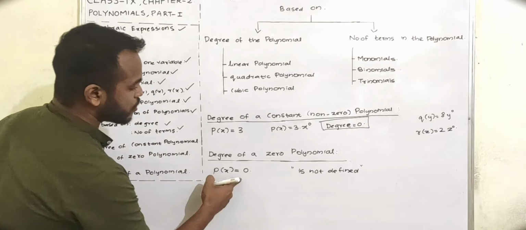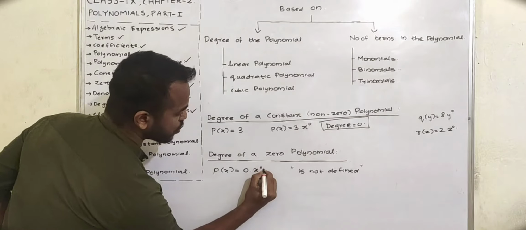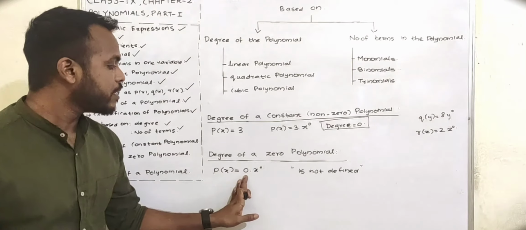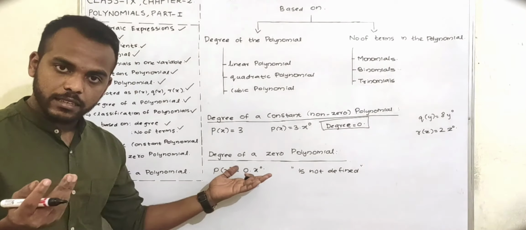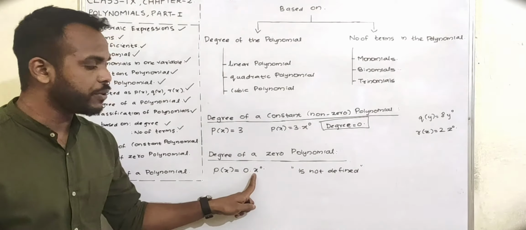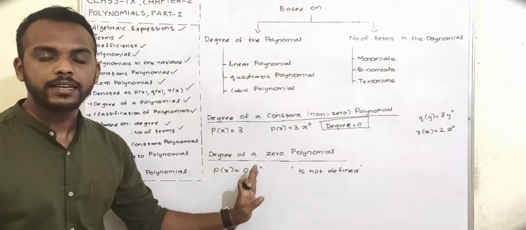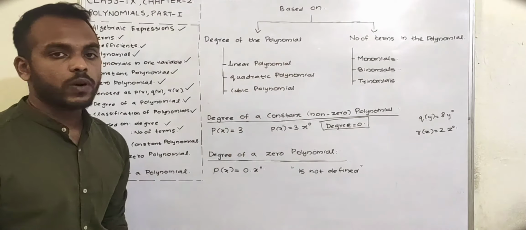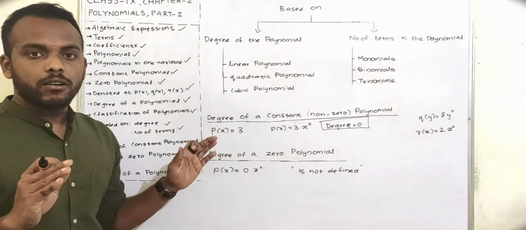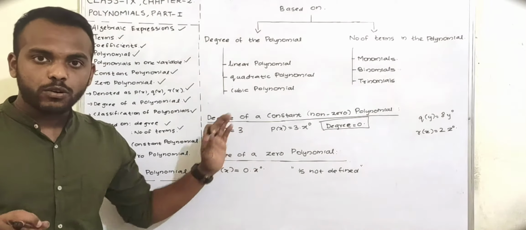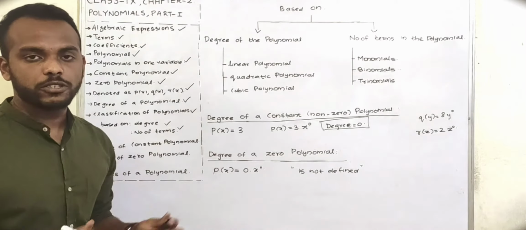Why is that? It will be 0 into x raised to 0. So we cannot say it does not exist even, because 0 into any number we know is 0. So we cannot define the degree of a zero polynomial. So please watch the video till here once again. Until you understand the whole thing, please completely watch the video.